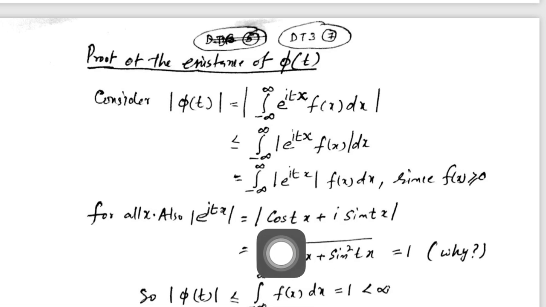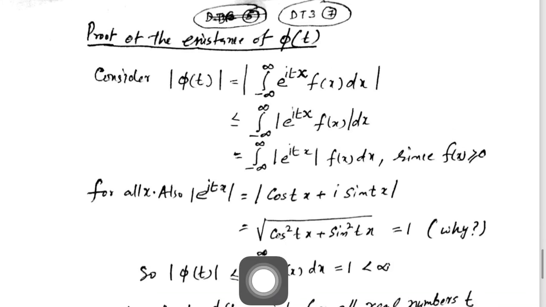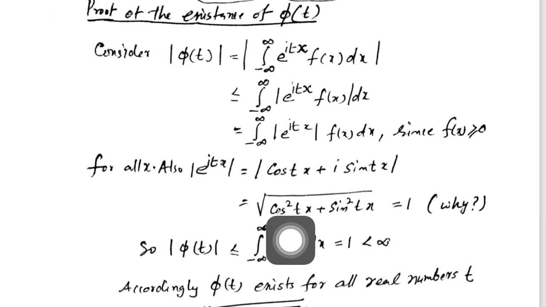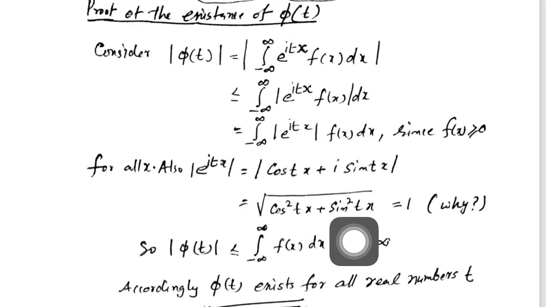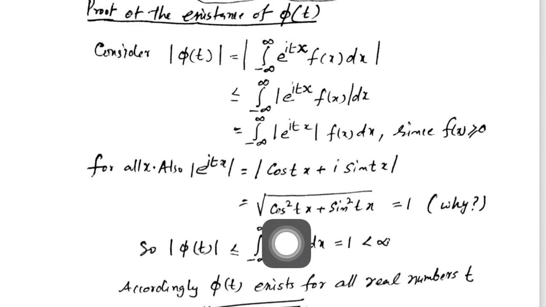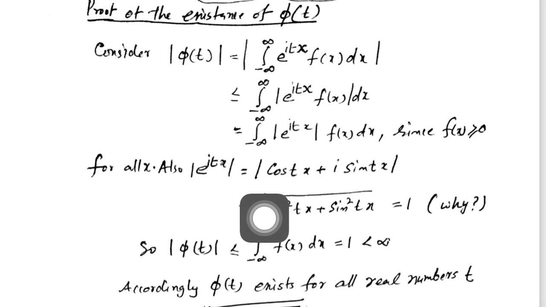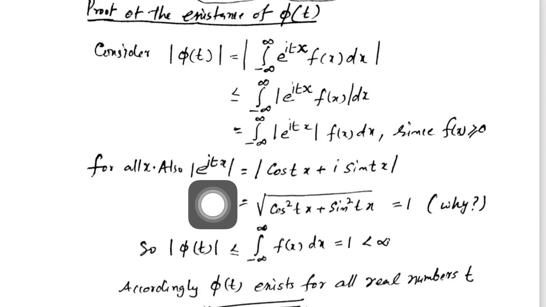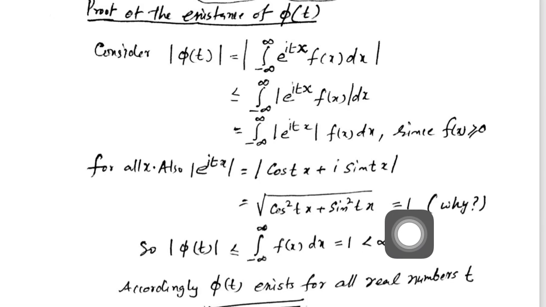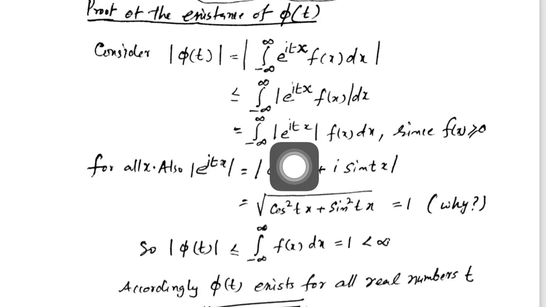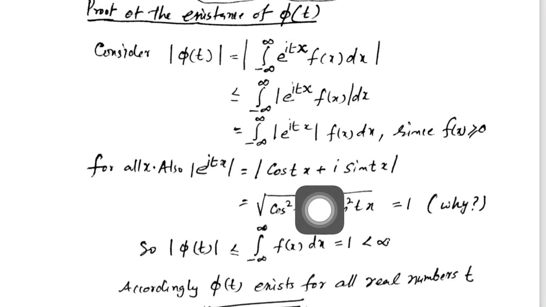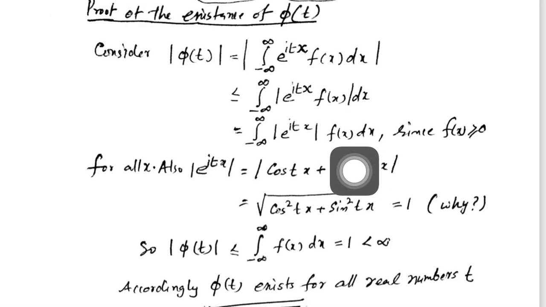That is equal to the root of cos square tx plus sin square tx. This is also a result in complex analysis. And it is equal to 1 because it is a well-known result in trigonometry. So what you establish is that the modulus of e to the power of itx equals 1. So you can replace the modulus of e to the power of itx by 1 in this expression.